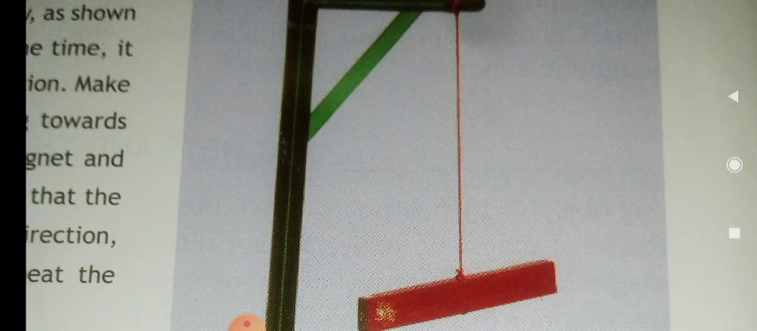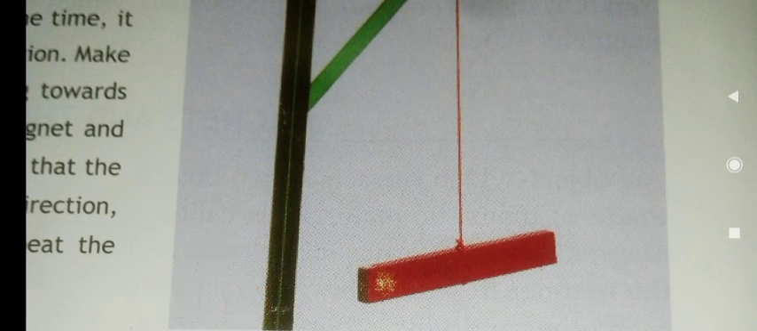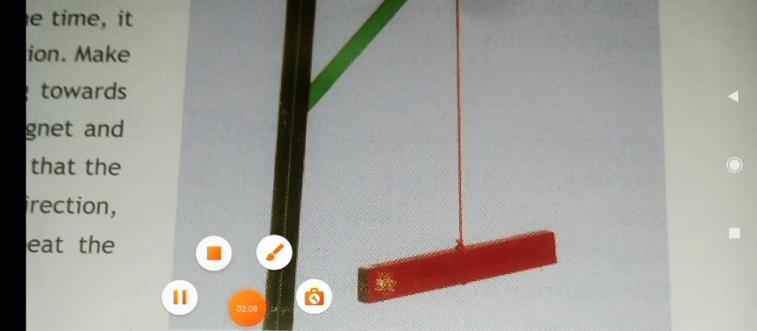So keep in mind, what is the directional property of a magnet? A freely suspended magnet will always come to rest only in which direction? North-south direction. Through this experiment we can identify the north pole and south pole of a magnet. Is it clear, children?